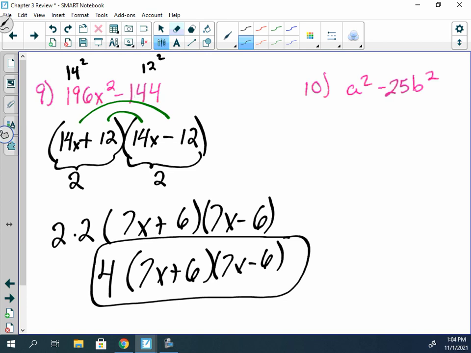If the difference of perfect squares works without factoring out the greatest common factor, most likely the greatest common factor will be a perfect square.